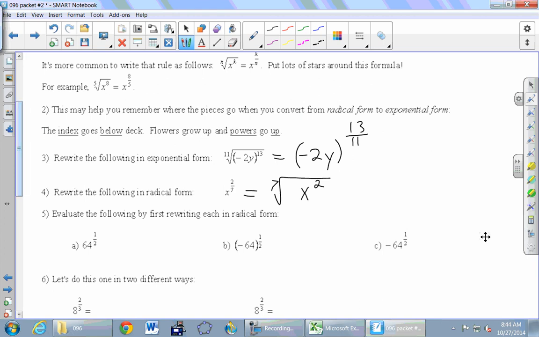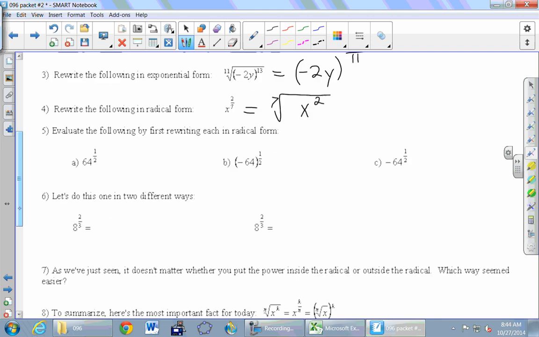All right, so then we get to some numerical stuff like this one here, number 5. It has 64 to the 1/2 power. So all of a sudden, we're going to need to be able to recognize what these fraction powers really mean. So this means a radical of some flavor. I know that because it's a fraction power. Where does the 1 go? Is it the index or is it the power?